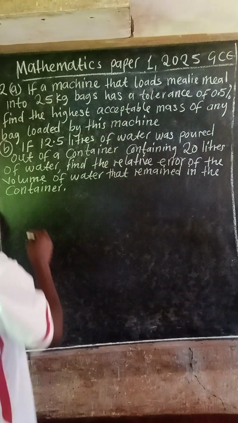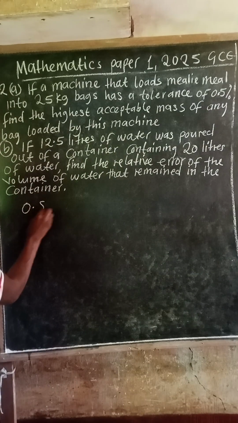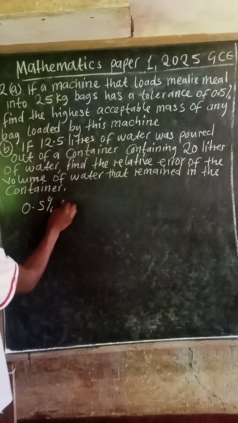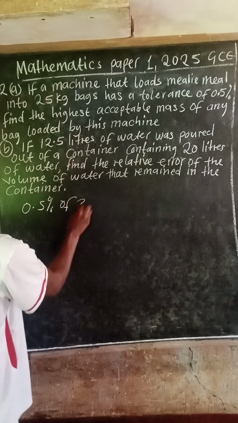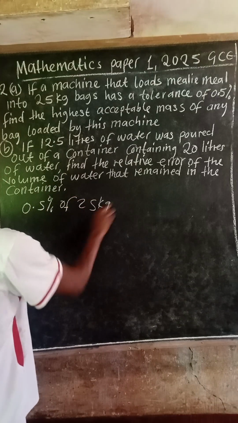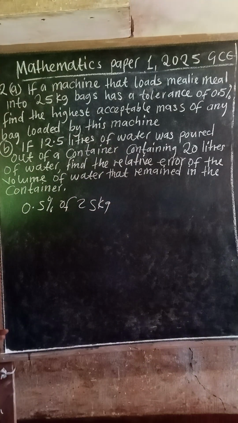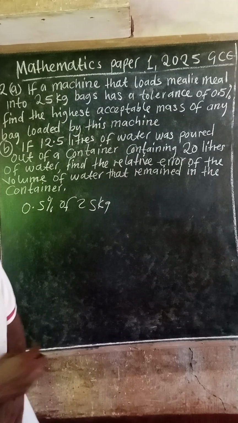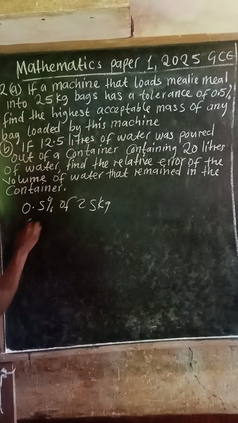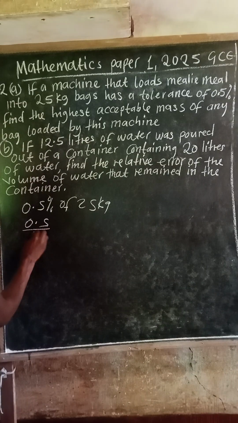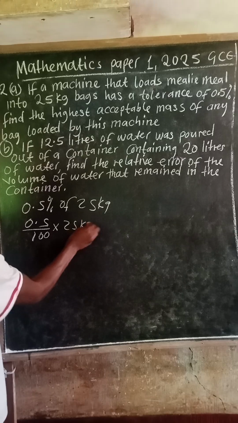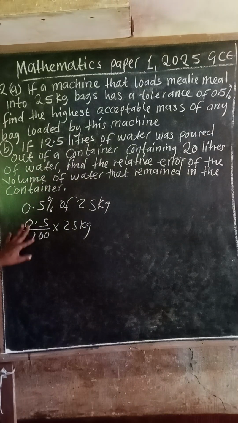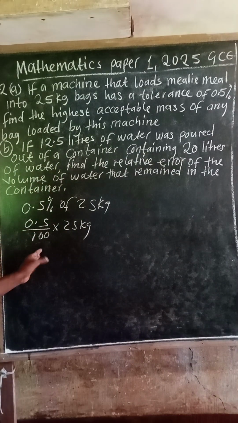So how are we going to do it? We are going to say 0.5%, which is the tolerance, of 25 kg. Let's find this now, because what we want is the tolerance in 25 kg. So we say 0.5 over 100 times 25 kg. Remember, "of" means times, and percent means over 100, and that's what we've done.